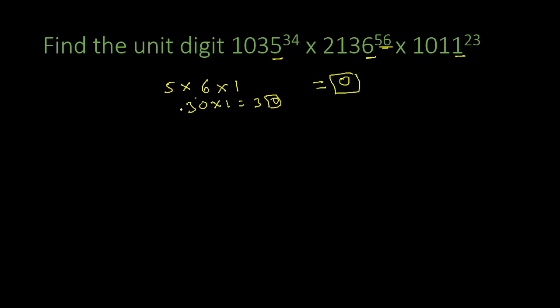Another short trick for this: 5 into 6 you get 30, and next is 1. Instead of taking this 30, you take only 0, because we are concerned only with the unit digit here. So take this 0, multiply with the rest of the number, 0 into 1 is 0. So the unit digit is 0 for this question. Final answer is 0. Now we'll go for the next one.